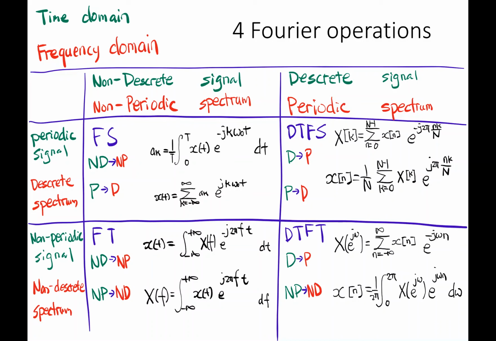So as I said, there are two things, discrete and periodic. Take the series as an example. It is transforming a periodic time domain signal into a discrete spectrum. And because the time domain signal is continuous, not discrete, you are going to get a non-periodic frequency domain spectrum.